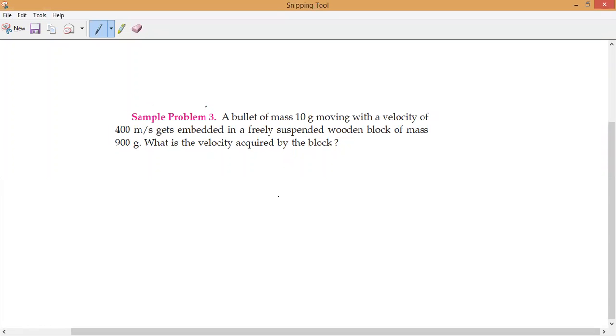All of you read this question. They are saying that a bullet of mass 10 grams, moving with a velocity of 400 meter per second, gets embedded in a freely suspended wooden block of mass 900 grams. What is the velocity acquired by the block, they are asking.